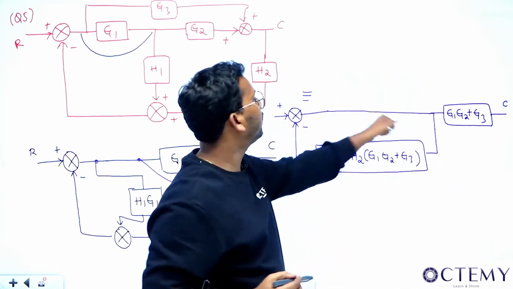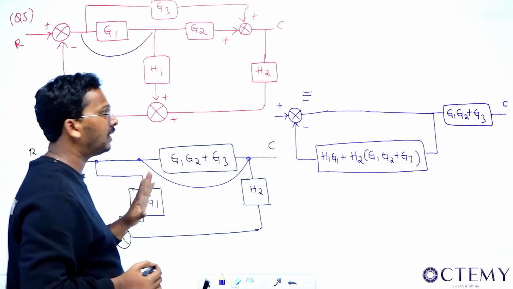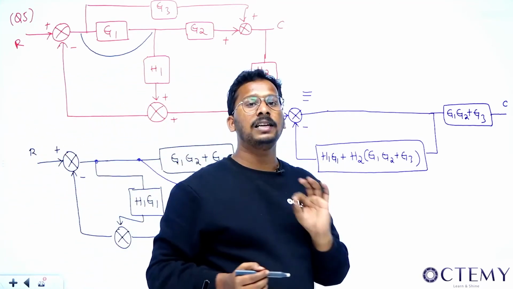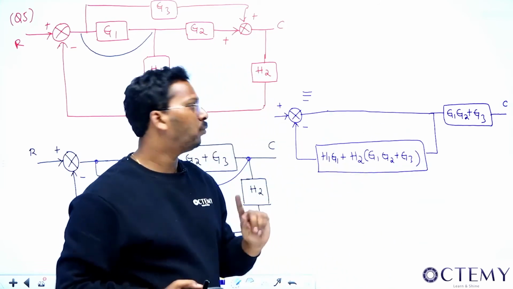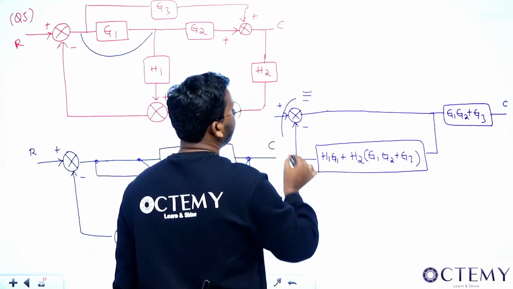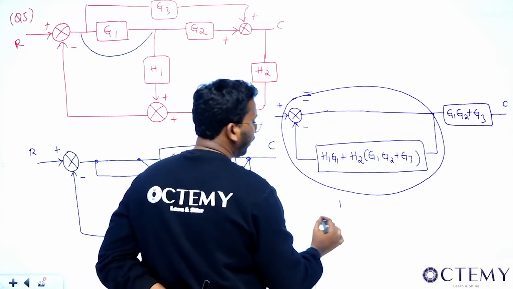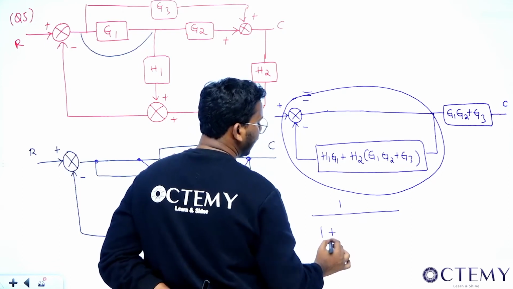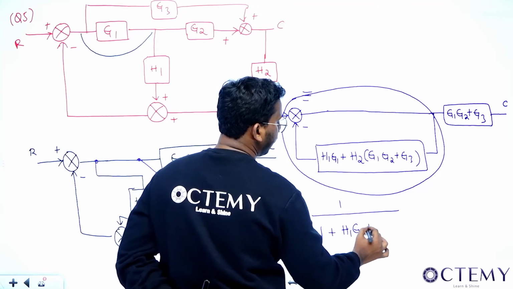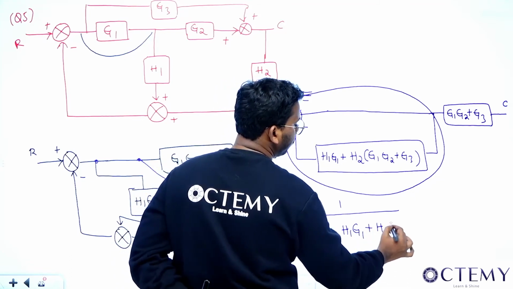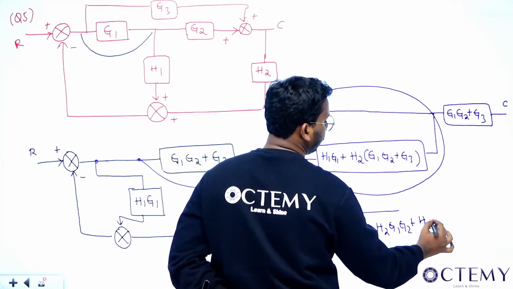Now see sir, I have already done this from here to here. If I do it from here to here also, you will get the same answer. Here there is nothing, sir. If there is nothing, the meaning is there is gain 1. So what is the forward path? The forward path is gain 1. So if you solve this, you will get G, that is 1 by 1 plus GH. What is 1 plus GH? That is H1 G1 plus H2 G1 G2 plus H2 G3.